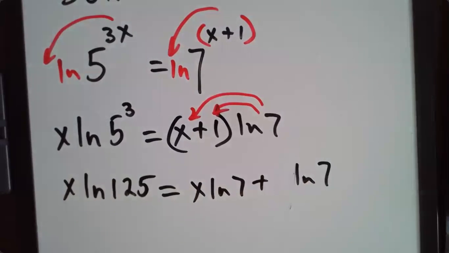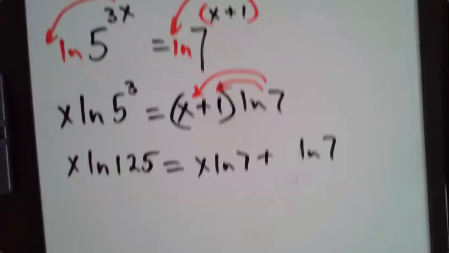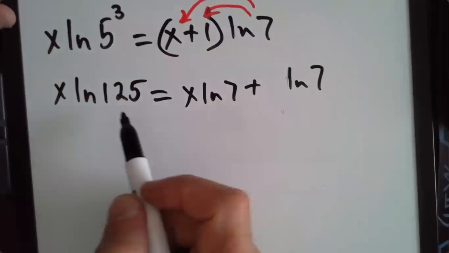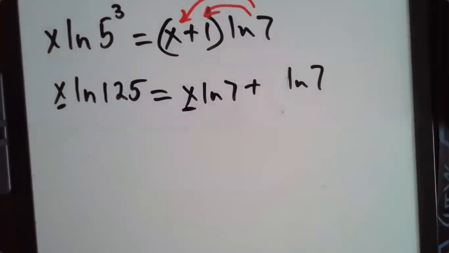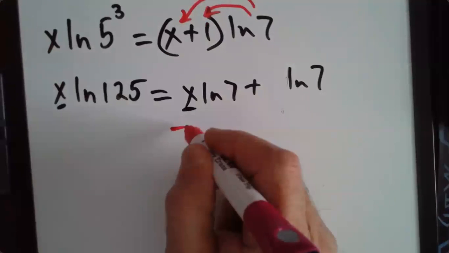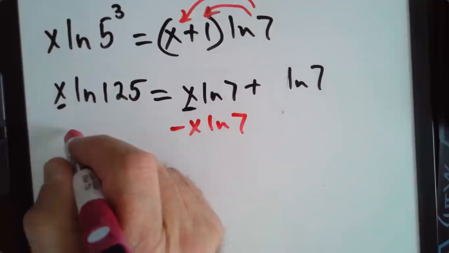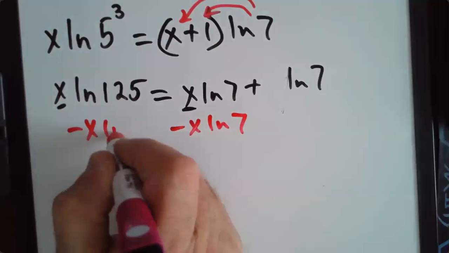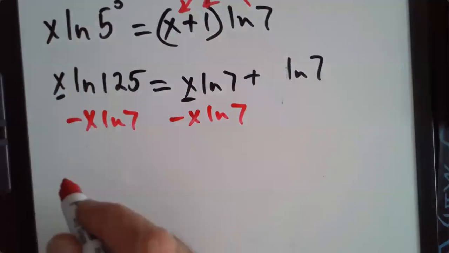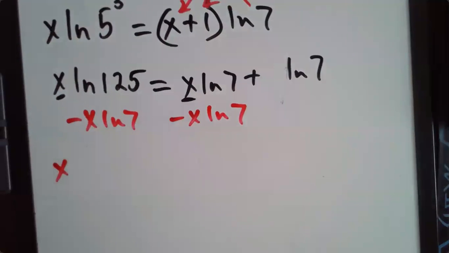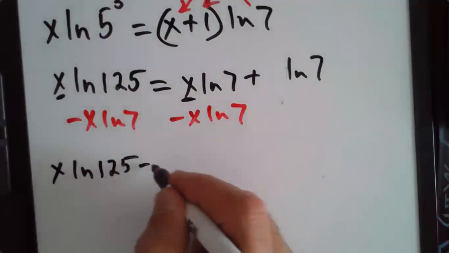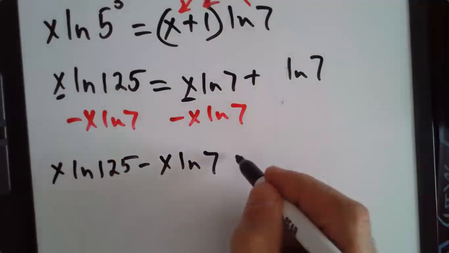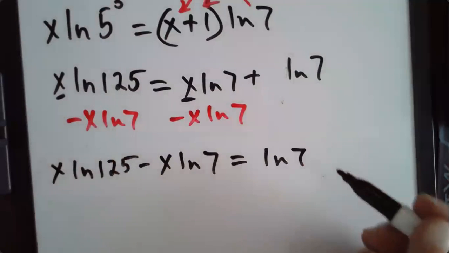Okay. So from here, we need to combine the x's. We got to combine like terms. We got to get those x's together. So we have to apply a minus x natural log 7 to both sides. So this is going to be x natural log 125 minus x natural log 7 equals natural log 7.